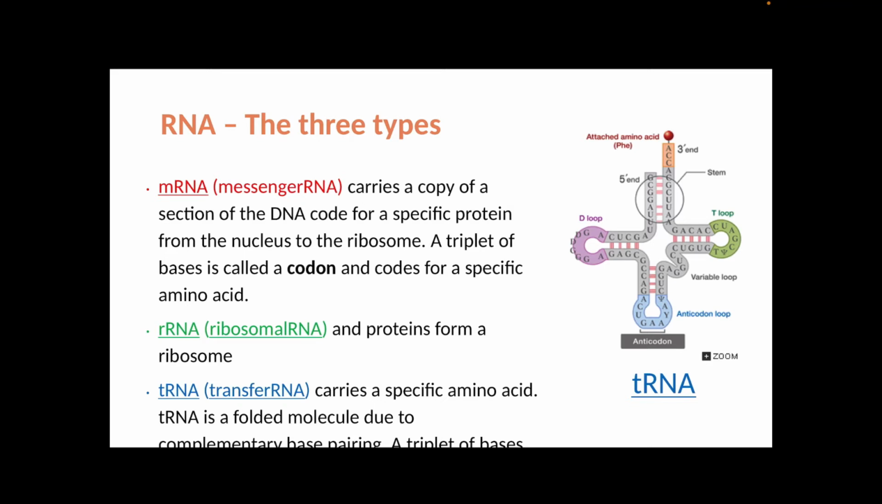The third type of RNA is the simplest. We don't need to know anything more about it other than the R stands for ribosomal. Therefore, rRNA is part of the ribosome. So a ribosome is made up of 2 parts. It's made up of protein and it's made up of rRNA. And you just need to know that fact.